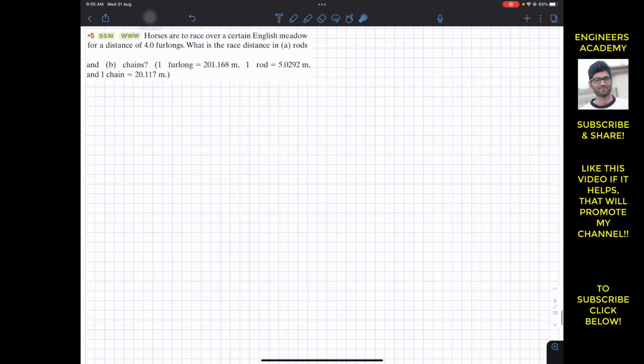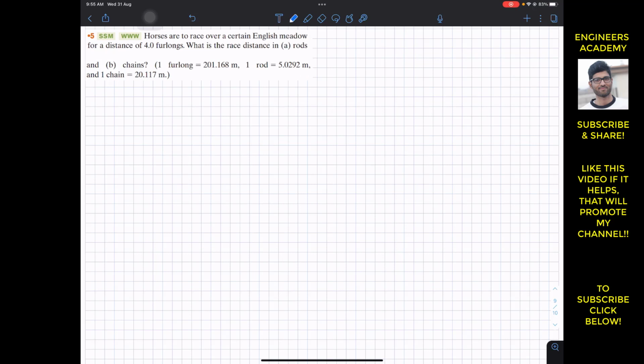Now the next problem is problem 5, and it says that horses are to race over a certain English meadow for a distance of 4.0 furlongs. What is the race distance in rods and in chains? The conversion factors are given. 1 furlong is equal to 201.168 meters, 1 rod equals this many meters, and 1 chain equals this many meters.